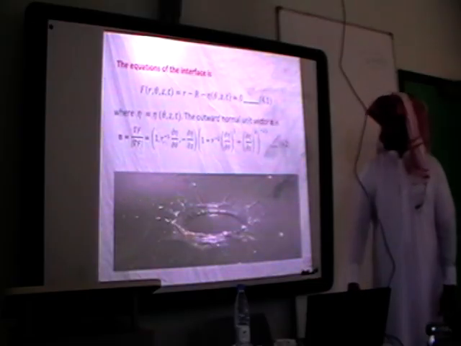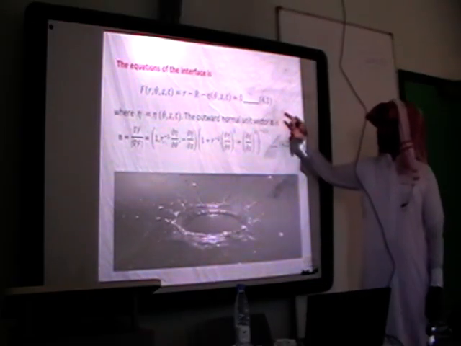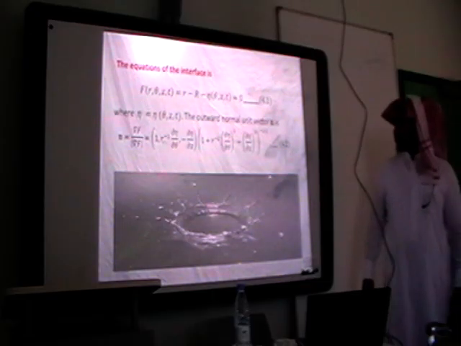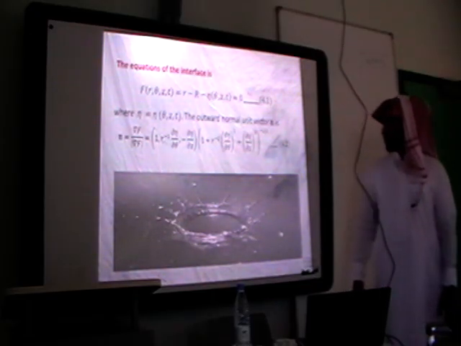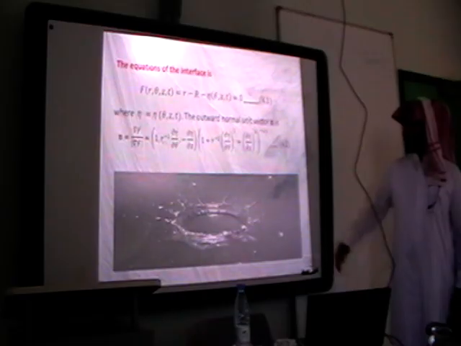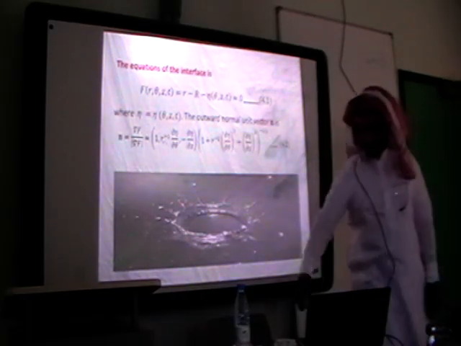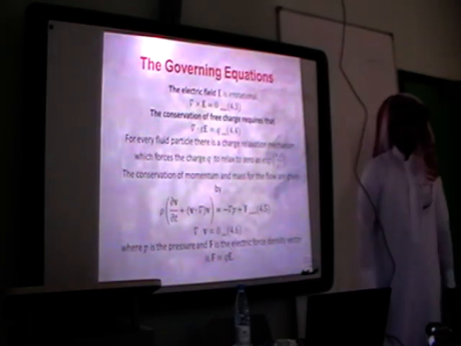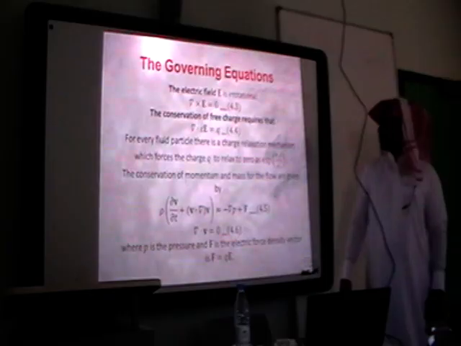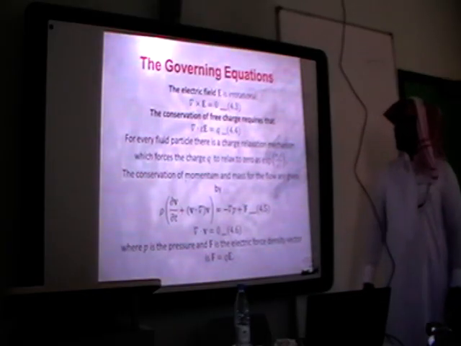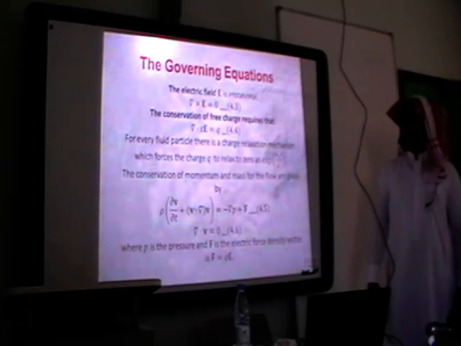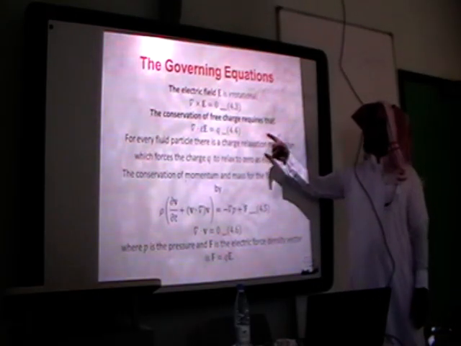The equation of the interface is 4.1, where eta is a function of theta, z and t. The outward normal unit vector n is 4.2. The governing equation: the electric field E is irrotational, so del cross E equals 0.